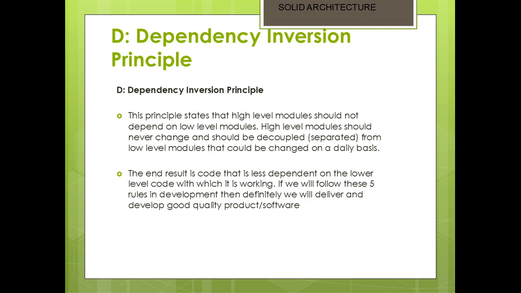Example: mailer is an interface. SMTP mailer and SendGrid mailer implement it. Send welcome message depends only on the mailer abstraction, so switching providers does not require changing business logic.